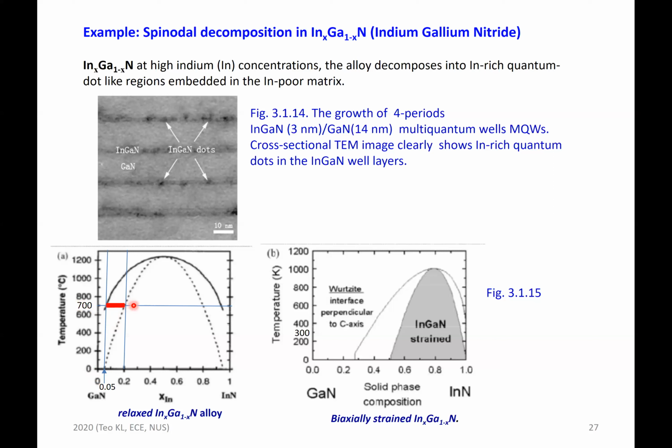Anything beyond 0.2 at 700 degrees Celsius, I will go into the spinodal phase, which means that if I grow indium gallium nitride in this phase, I may not be able to get a homogeneous, perfect random alloy of indium gallium nitride. I may start to form some indium gallium nitride quantum dots with very rich indium embedded inside the alloy itself.